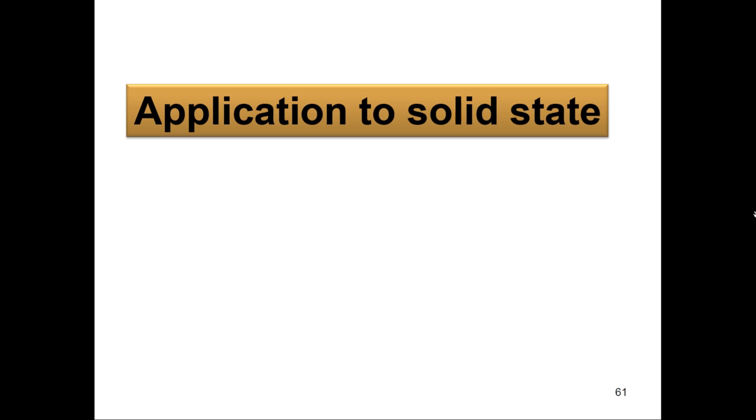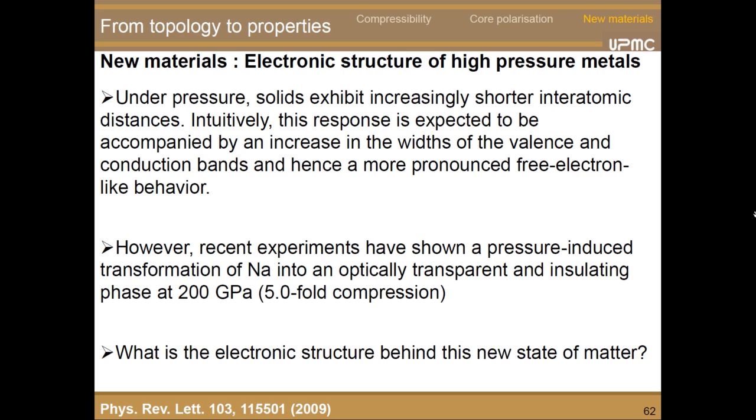And that's what we did with Miriam. For one neat example, I will show you, and then it can turn off because I'm done. So that was metals under high pressure. It was obtained some years ago that sodium would go into a transparent and insulating phase at around 200 GPa, so a five-fold compression. And we really wanted to understand the electronic structure behind this new state of matter. What's happening to a metal that actually is insulating?